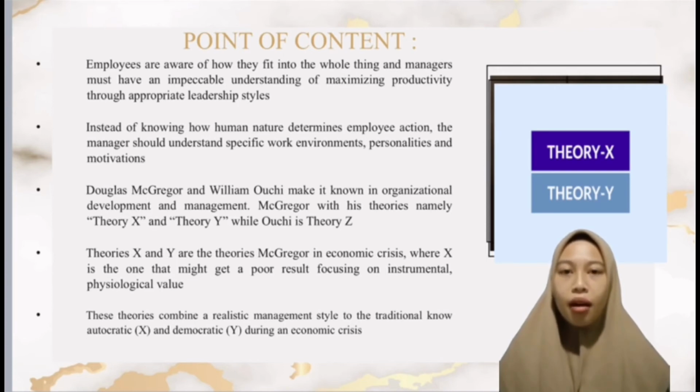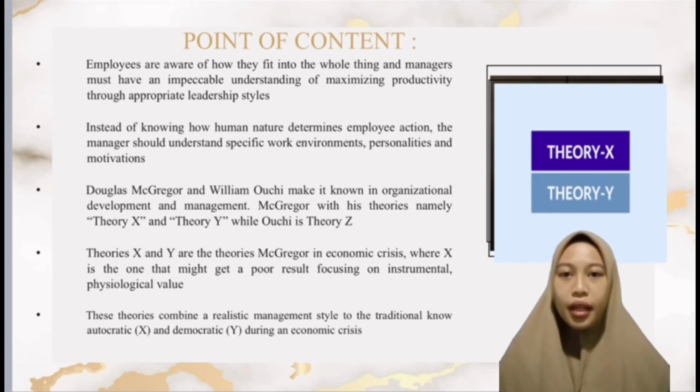I will present about the issues. 1. Employees are aware of how they fit into the whole, and managers must have an impeccable understanding of maximizing productivity through appropriate leadership styles. 2. Instead of knowing how human nature determines employees' actions, managers should understand the specific work environment, personalities, and motivation.